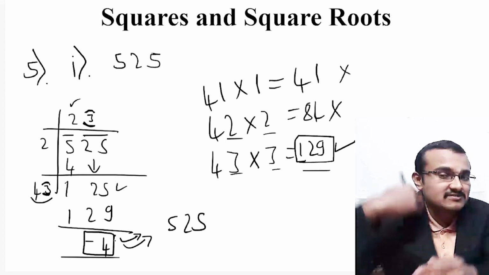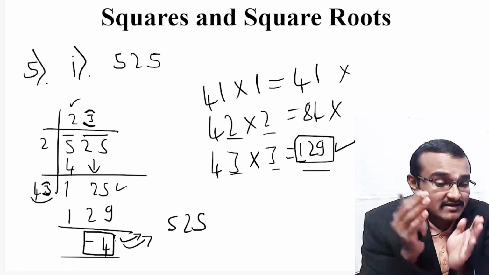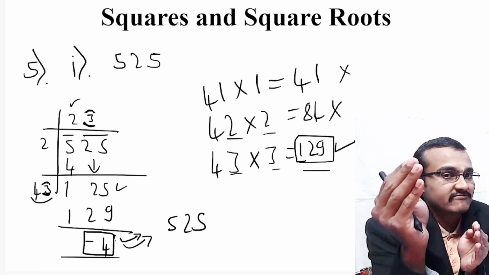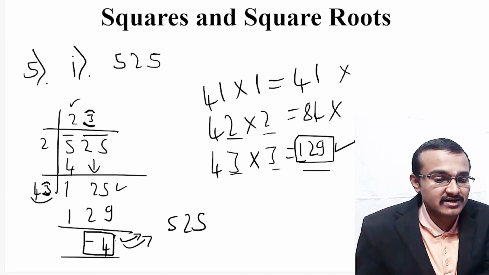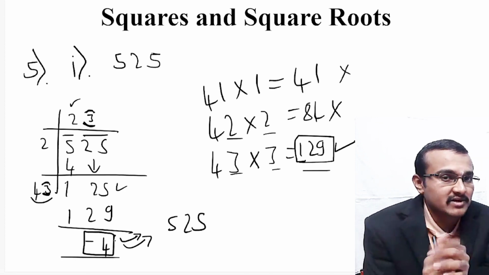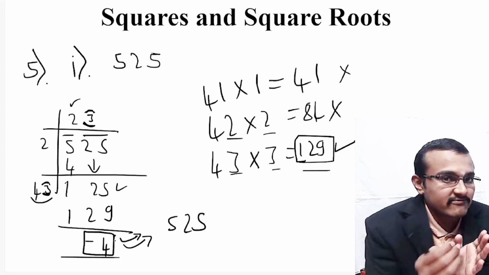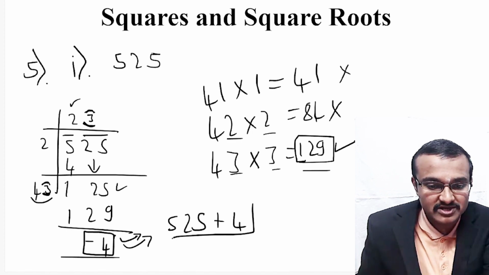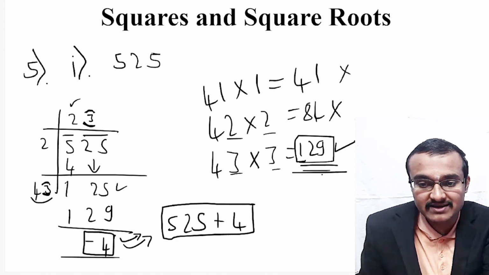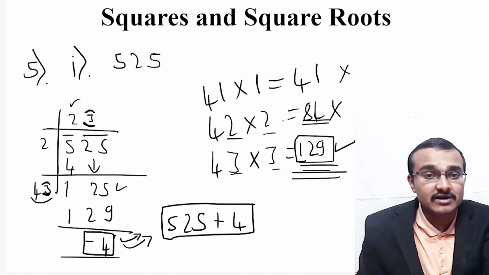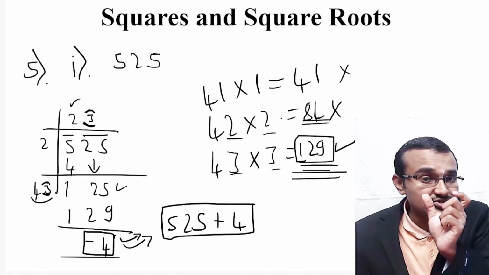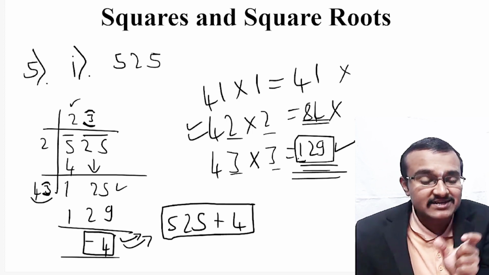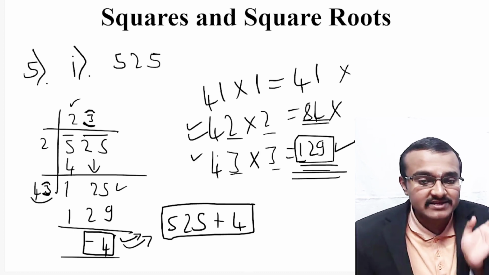That means you should add this to 525. Here the minus represents that many numbers are short for 525 to reach the perfect square. So 525 is short by 4 numbers. If you add that 4, you'll get a perfect square. So here there is a minus, and you should add that to this 525, because you have taken the greater number, not 84, the lesser number. If they are asking you to subtract, then you should take 42 into 2. If they are asking to add, then you should take 43 into 3.